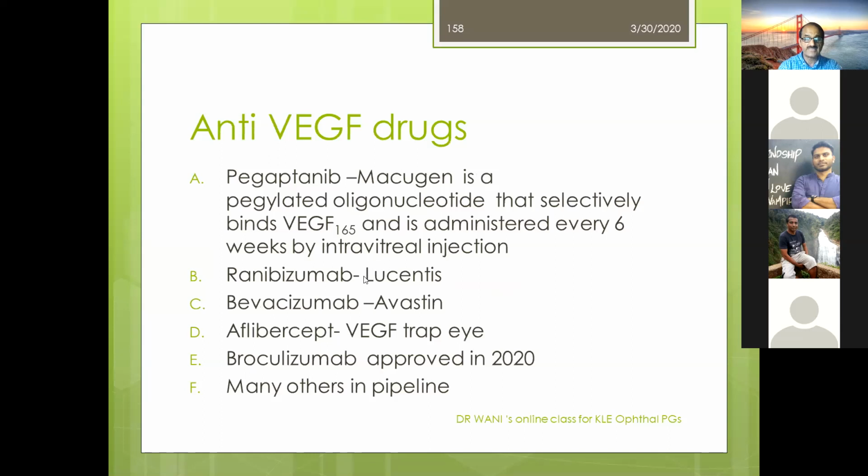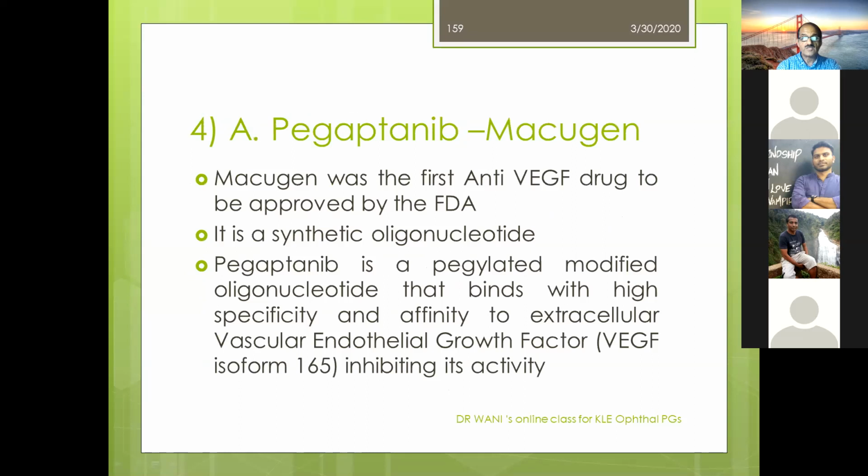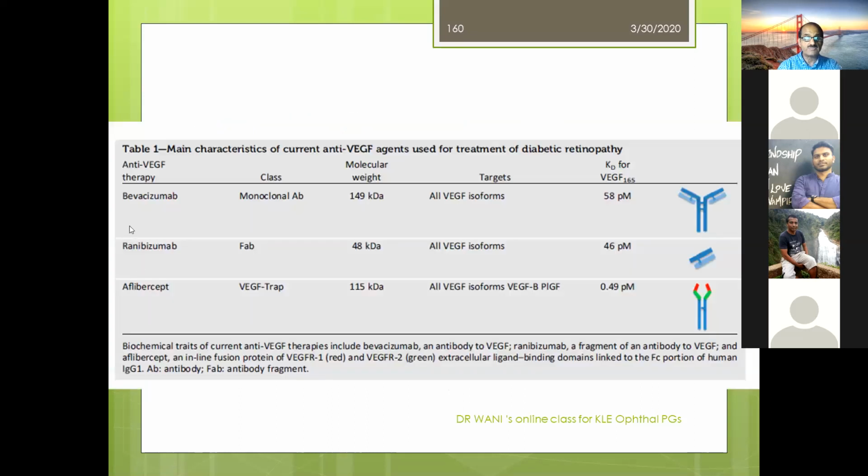Macugen I will not discuss. Ranibizumab is known as Accentrix in India, Lucentis abroad. Bevacizumab, Avastin. Aflibercept is called VEGF trap. And then the recent one, in 2019-21, approved was brolucizumab. Many others are in the pipeline. So now this gives a rough idea about these molecules.